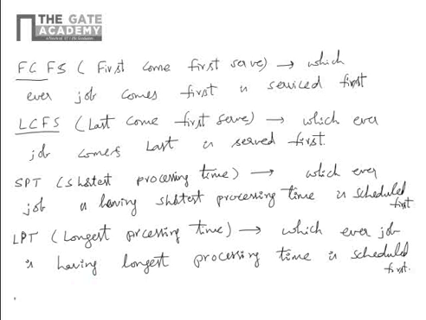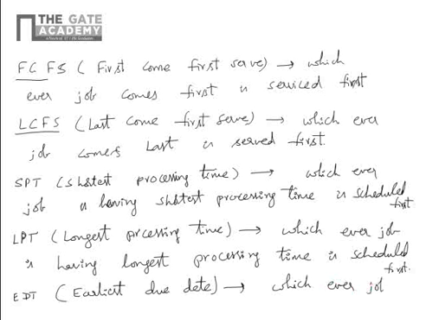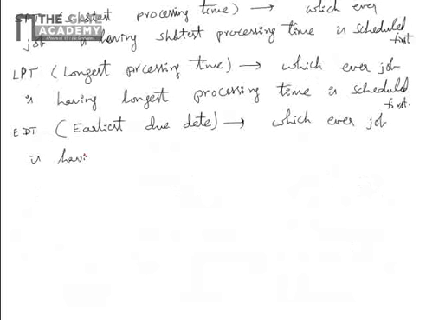Next, EDD, earliest due date. This is another sequencing method where the job having the earliest due date is scheduled first. Whichever job you want to deliver first, you need to process that one first, because that is more important. You need to meet the deadline. Whichever job has the earliest due date is scheduled first.